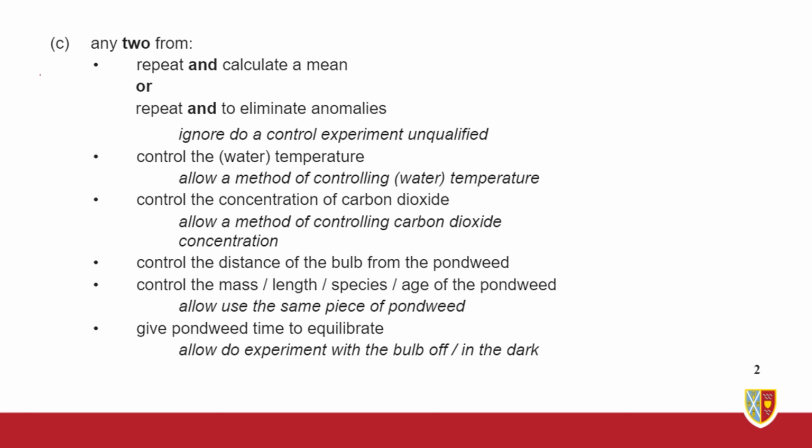Okay, there's not a lot to do with that one. Control the mass, length, species or age of the pondweed. Use the same piece of pondweed, covers all of that. And give pondweed the time to equilibrate, okay, to get started properly. So you can do the experiment with the bulb off or in the dark first to show what would happen if there was no light, possibly. Okay.